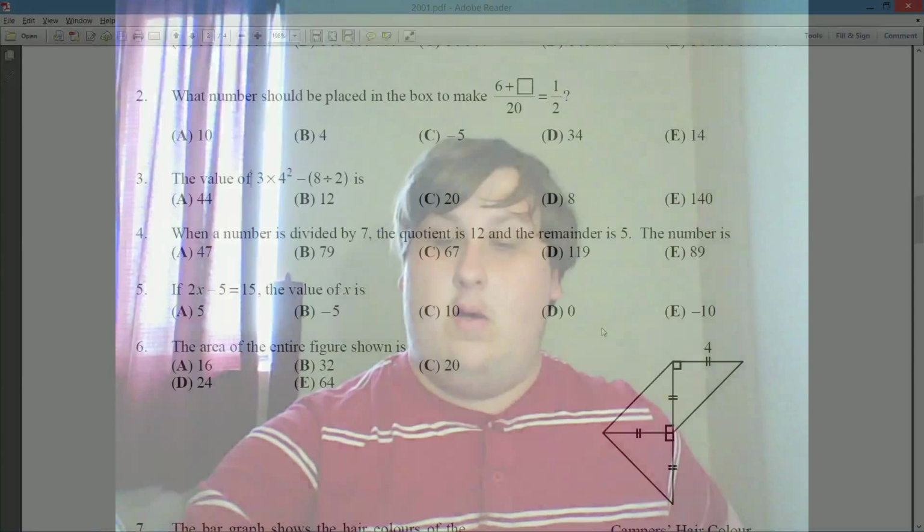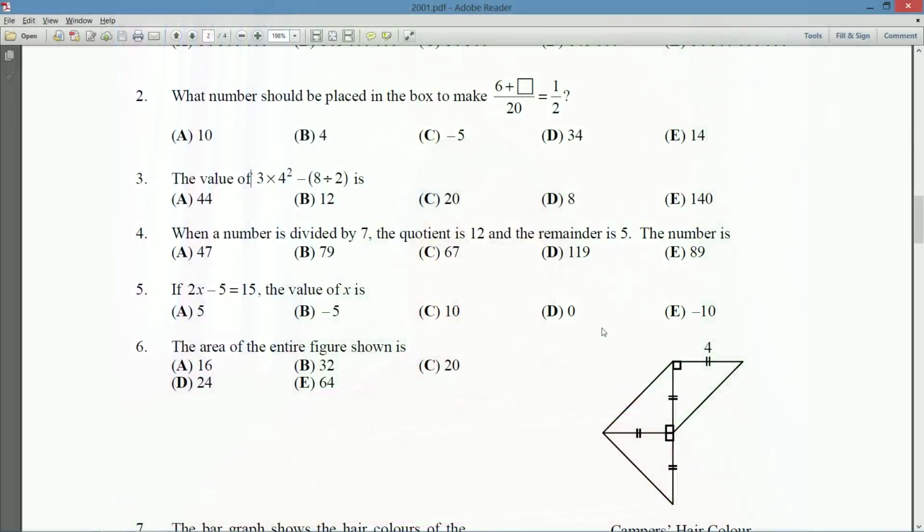Alright. So let's take a look. What does question 3 actually say? I haven't had a chance to look at it myself, so this will be the first time I see it. The value of, and we're given this expression here, 3 times 4 squared minus 8 divided by 2 is, and we're just told to give this calculation here.